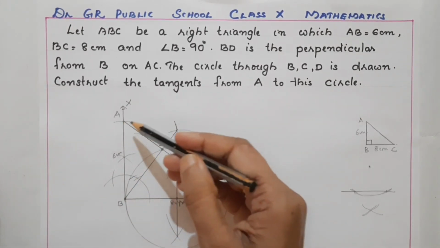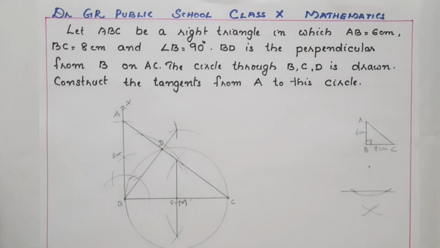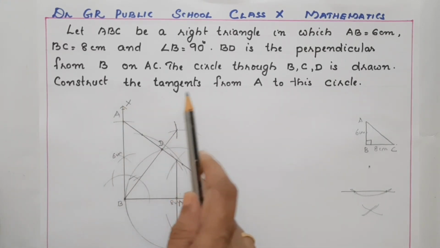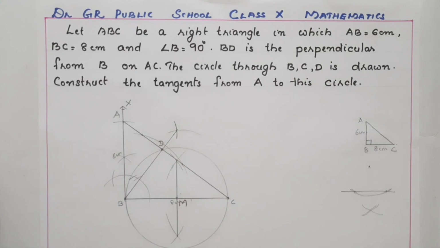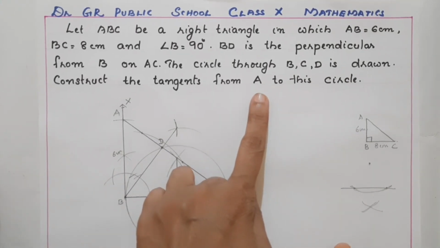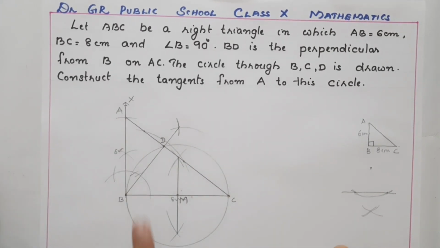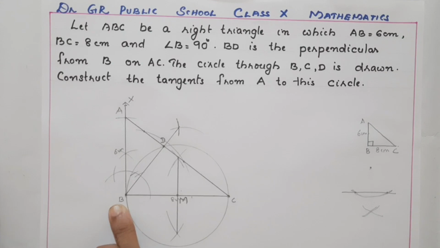Okay, so AB is one tangent, but the question is construct the tangents. That means from A we can construct two tangents. One already we got. Now we have to find out another tangent also. So how will you find out another tangent?